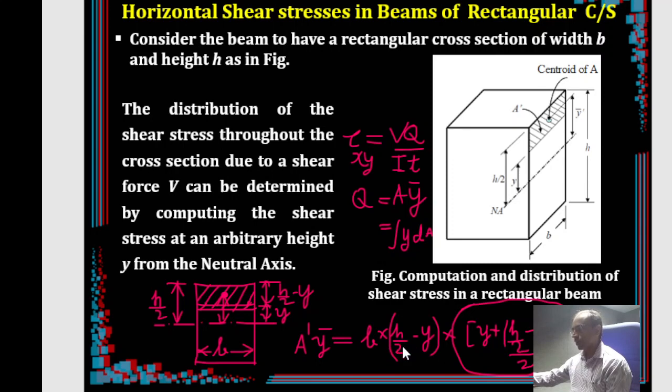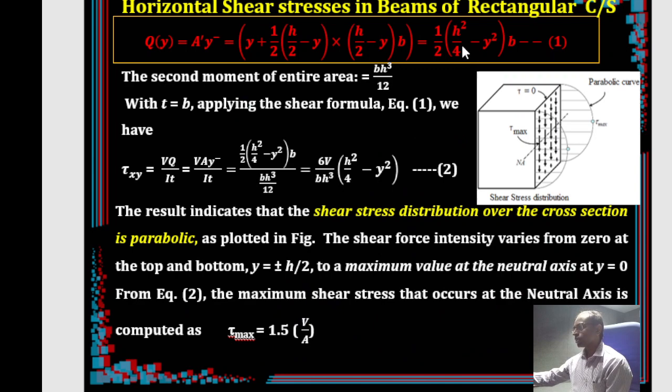So you will be getting h by 2, a plus b into a minus b, something like a square minus b square. So h square by 4 minus y square divided by 2, because 2 is there. That's it. So we got 1 by 2 taken outside, h square by 4 minus y square times b, right? So you just put this value in the fundamental governing equation, that is VQ by Ib.